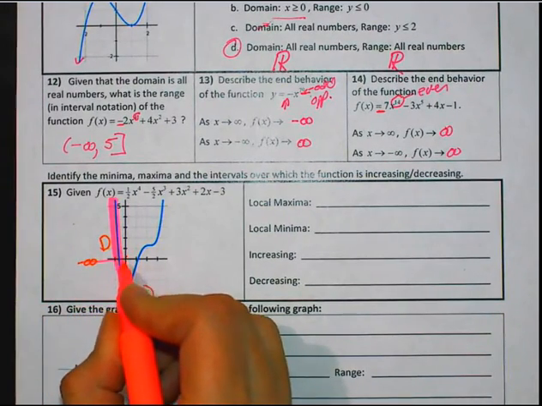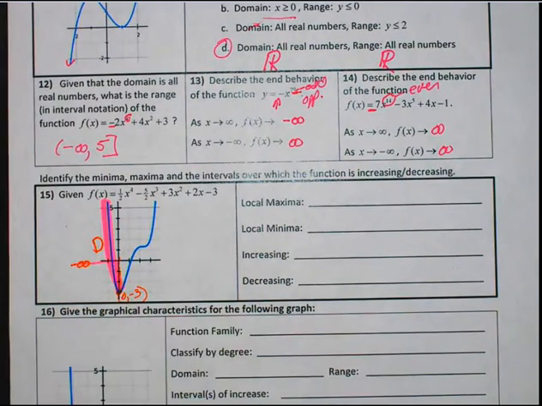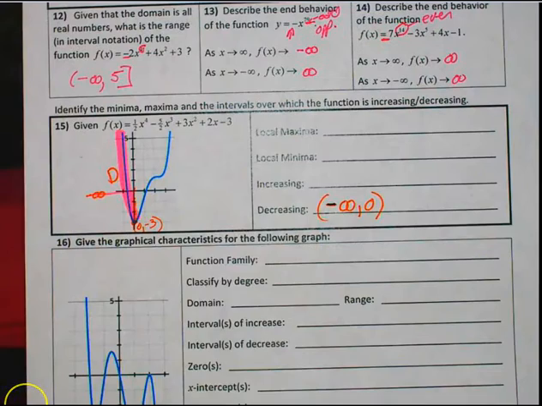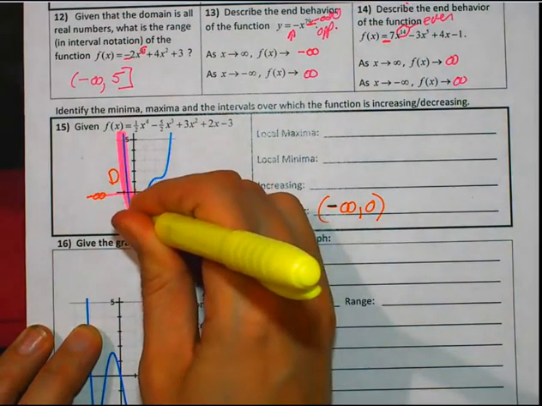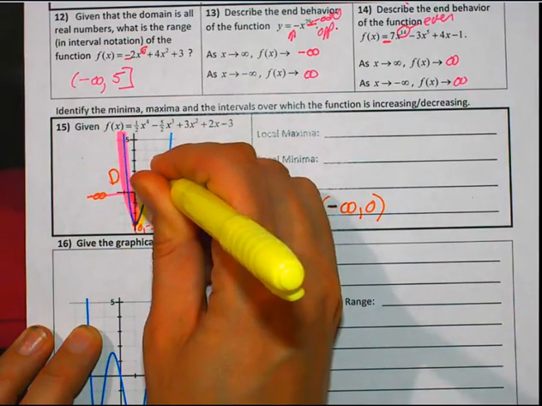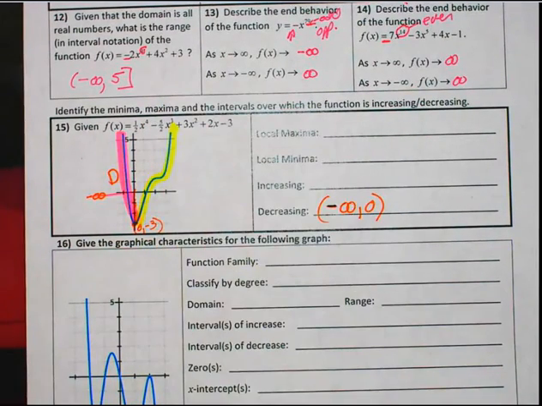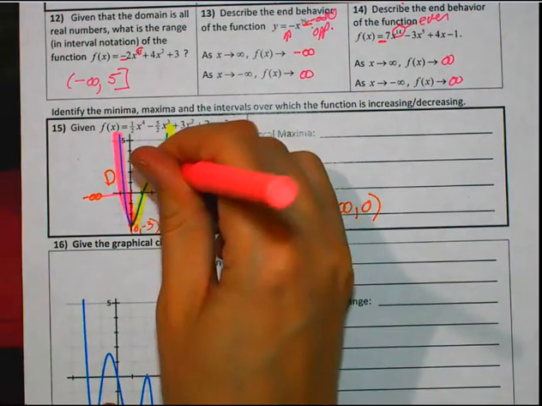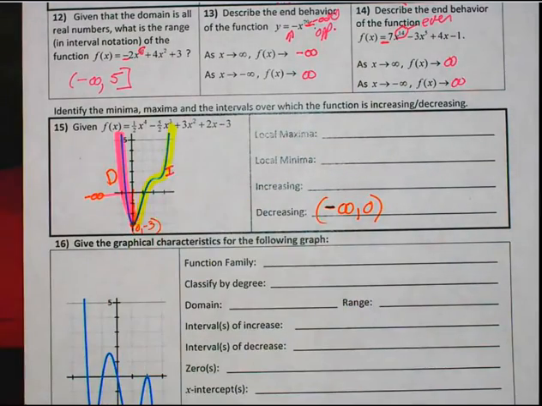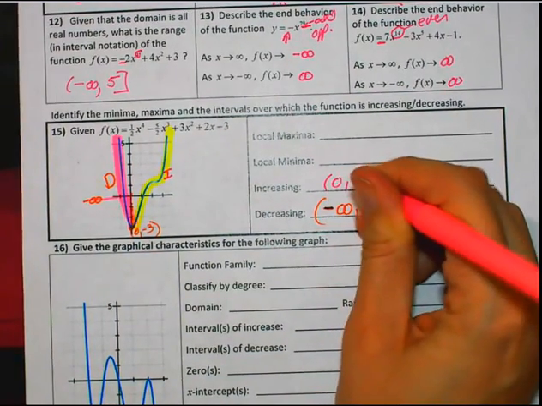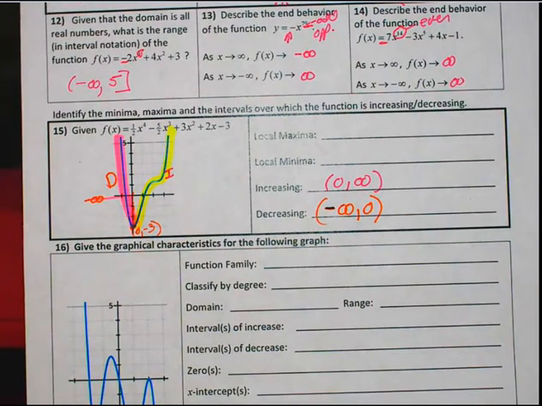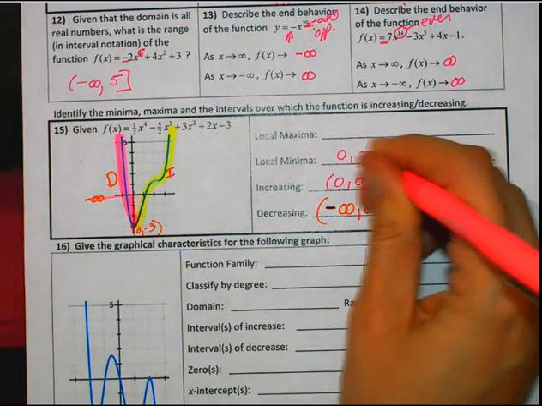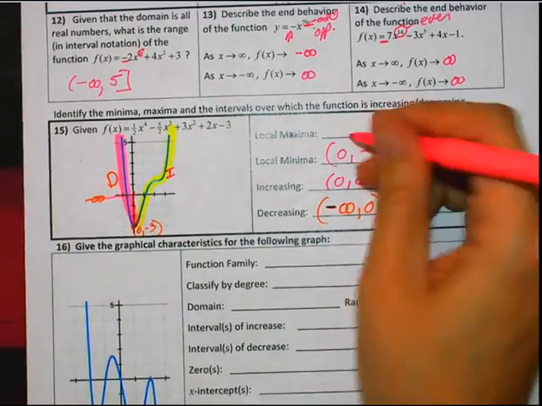And I stop decreasing right here at this point, which is 0. So decreasing from negative infinity to 0. Okay, and then I'm increasing. It slows down here, but I'm still increasing. So I'm increasing here from 0 to positive infinity. We said that our minimum was 0, -3, and there's no local maximum.